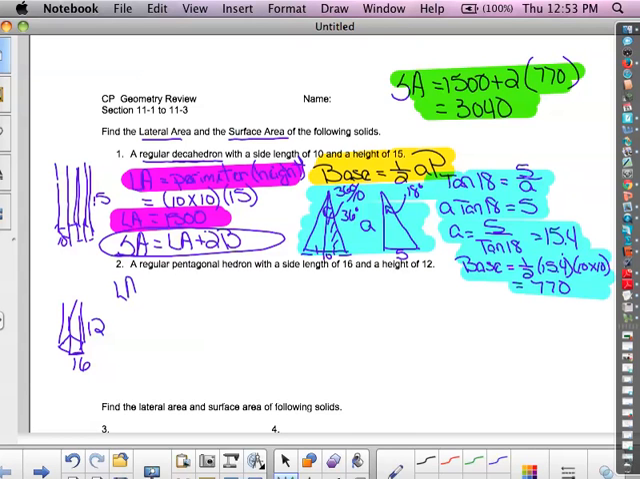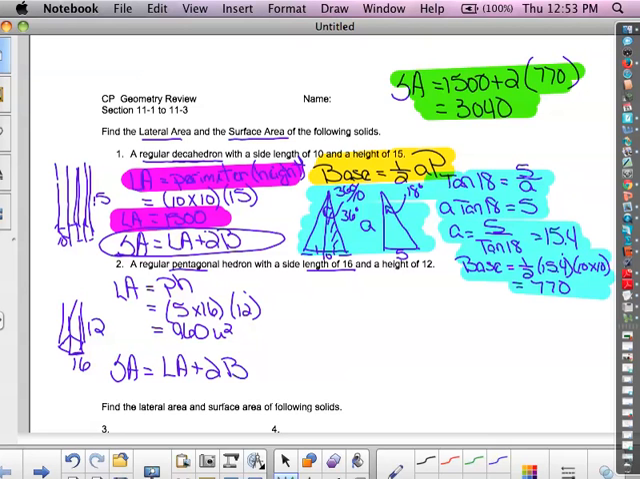So again, the lateral area is equal to the perimeter times the height. So the perimeter, pentagon means 5, length of a side is 16, times the height, which is 12. So I have 5 times 16 times 12, which gives me a lateral area of 960 units squared. Again, to find the surface area, I need the lateral area plus 2 times the area of a base, which means now I have to find the area of the base.